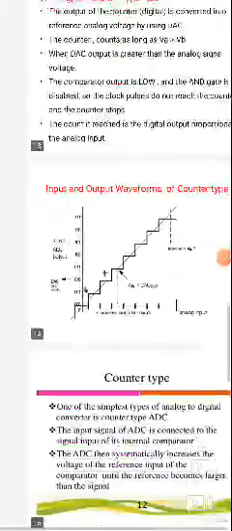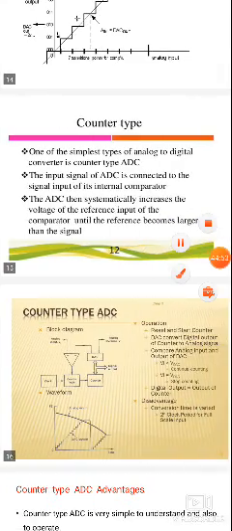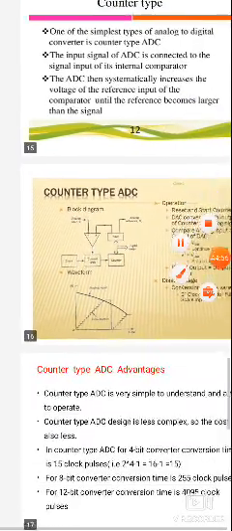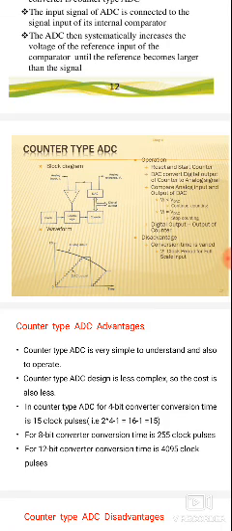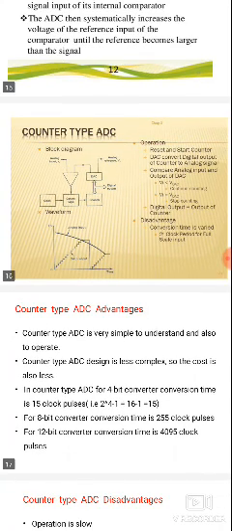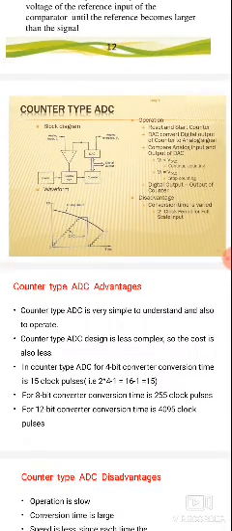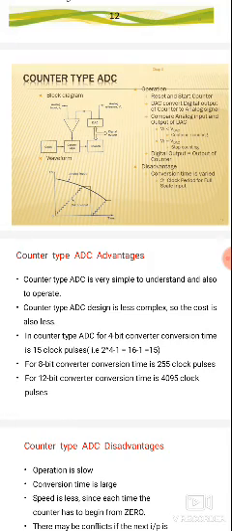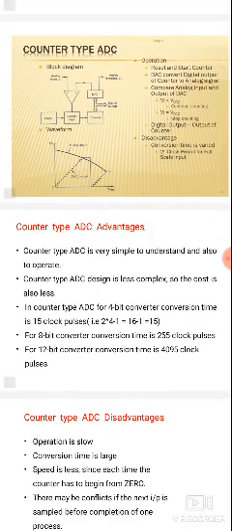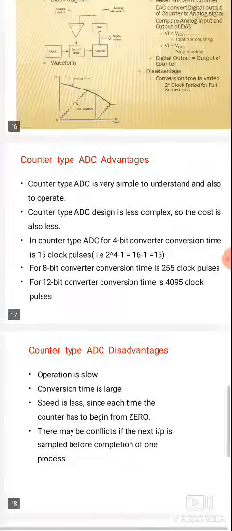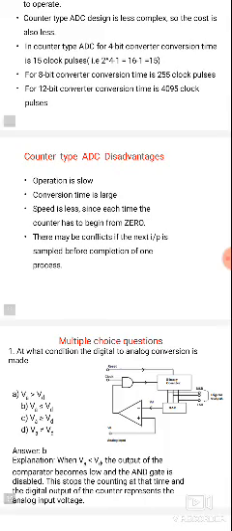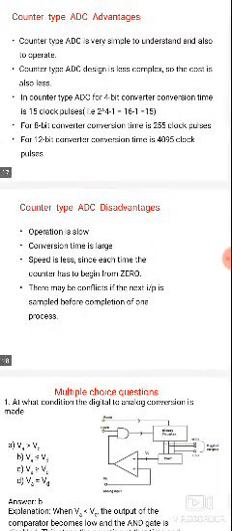The main advantages are that it is a simple circuit, easy to construct, it requires fewer bits, and the circuit complexity is also less. Next, it requires 2 power n minus 1 clock pulses. For 4-bit conversion it requires 2 power 4 minus 1, that is 16 minus 1, 15 clock pulses. For 8-bit, 2 power 8 minus 1 is 256 minus 1, so for 8-bit conversion it requires 255 clock pulses. So it is a simple circuit, easy to operate, and requires fewer bits.